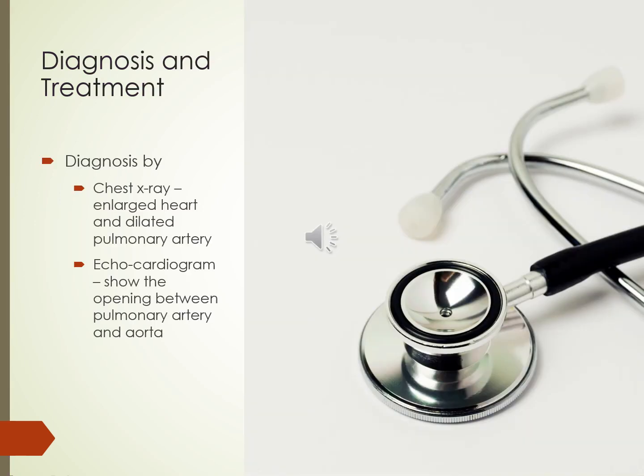So how do we diagnose and treat patent ductus arteriosus? It's diagnosed by a chest x-ray. You'll see an enlarged heart and dilated pulmonary arteries. They can also do an echocardiogram, and that's going to show the opening between the pulmonary artery and the aorta. You'll see a machine-like murmur with bounding pulses. Keep in mind the echocardiogram uses sound waves to show how blood flows through the heart and heart valves. So you'll see enlarged chambers from more blood flow.